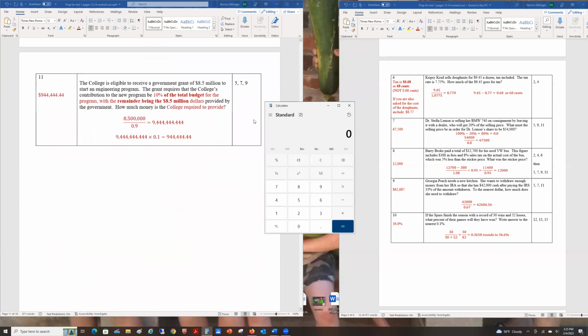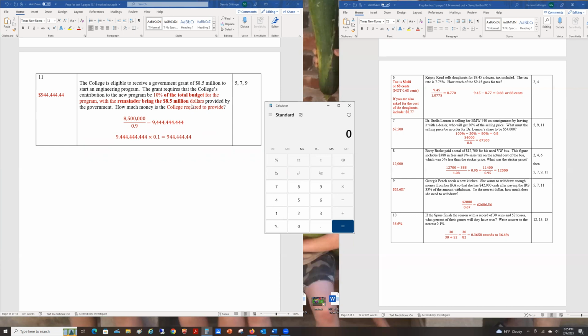Tricky one. This is another example where you have a number which is unknown. That's the total budget. The total budget is unknown. Since it's unknown, you can't take 10% of it. In particular, 10% of the total budget is not 10% of 8.5 million. This is the way a lot of people work it. So what do you have to do?